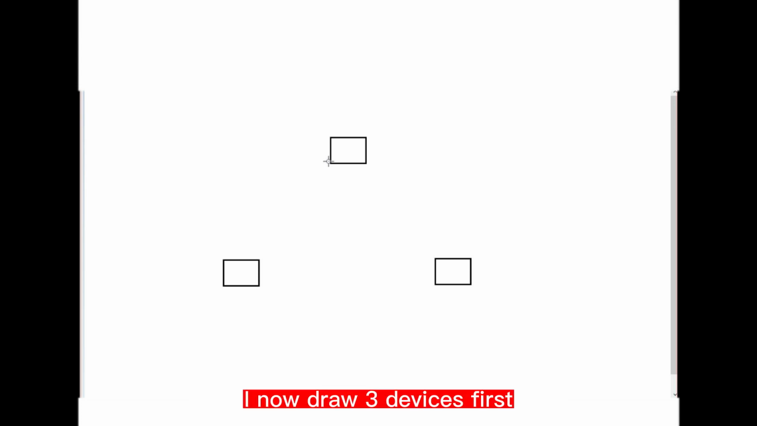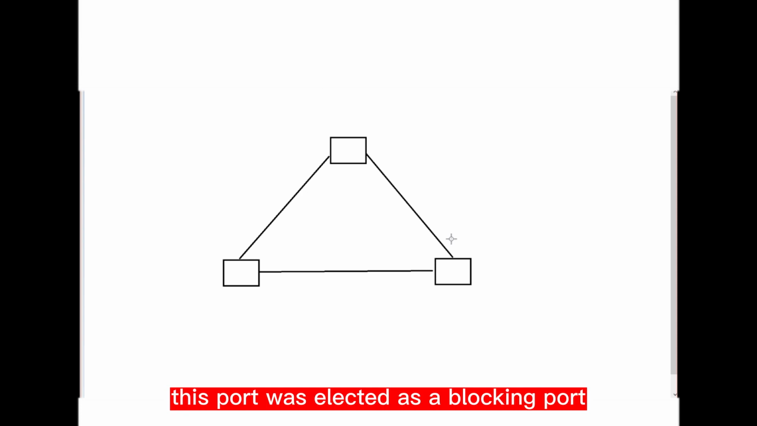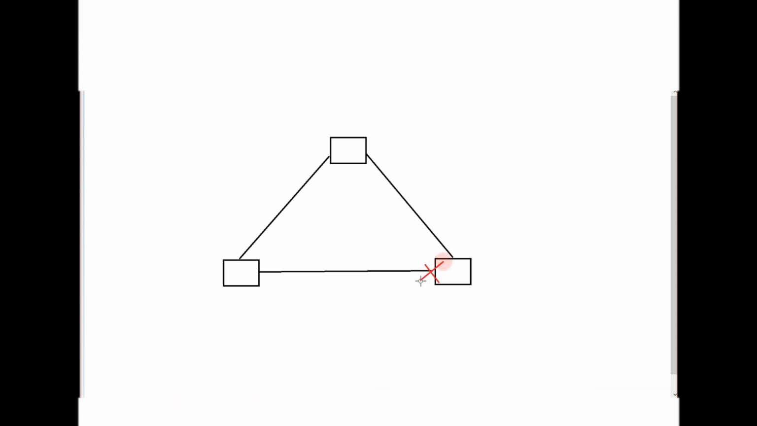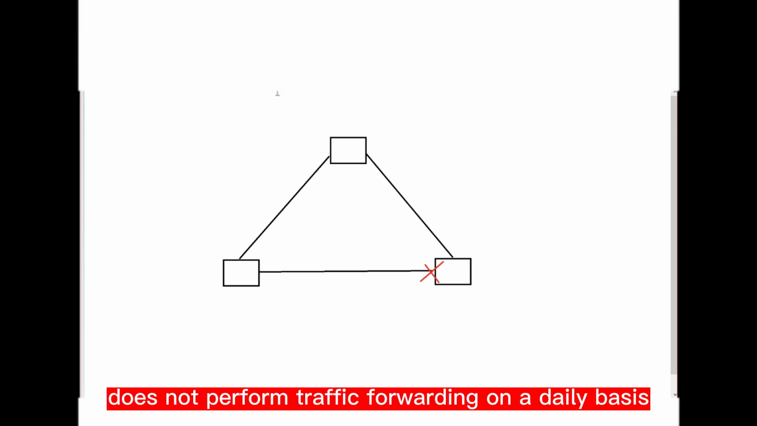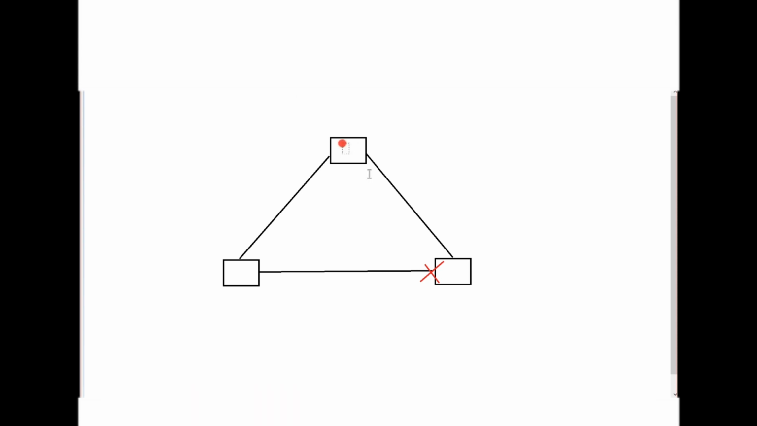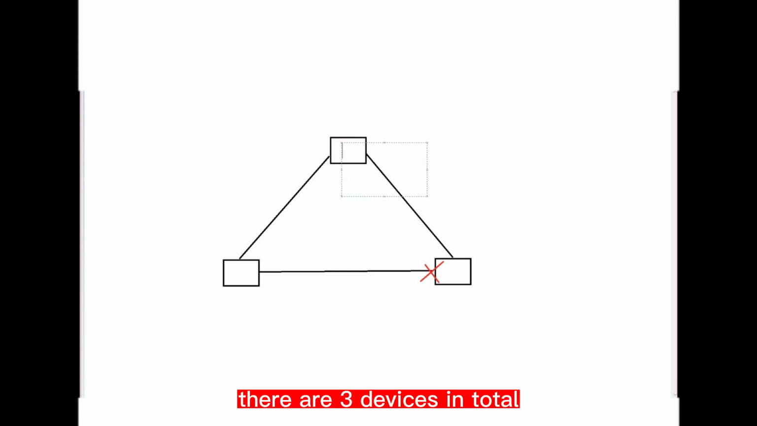I now draw 3 devices first, still connecting the cable. Then after our election, finally, this port was elected as a blocking port. That is, this port does not perform traffic forwarding on a daily basis. Let's give them a name first. There are 3 devices in total.